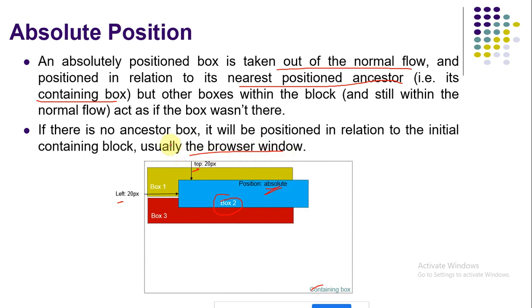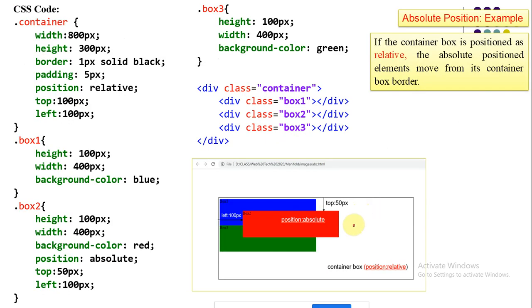Okay, so this is another case. Assume that this containing box is not positioned. We are not using the position property for this containing box. If you are not using the position property there, the absolute position element will be positioned based on the browser window. Okay, so we'll see one example of how it works.